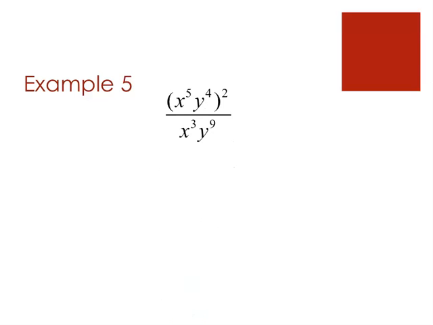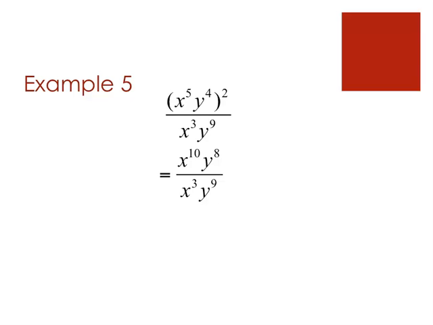All right, example 5. x to the 5th, y to the 4th, all in parentheses squared, all over x cubed, y to the 9th. Okay, let's deal with that numerator first. So we have x to the 5th, y to the 4th, all squared, which means that squared applies to both of those. So x to the 5th squared, y to the 4th squared. For each of those, we have a power raised to a power. Now remember, by the third exponent law, that means we are going to go ahead and multiply those exponents. So x to the 5th squared is the same as x to the 10th. y to the 4th squared is the same as y to the 8th.